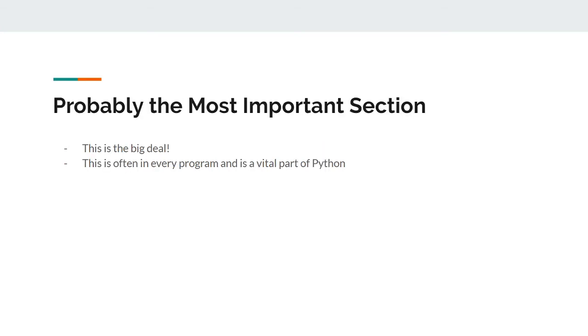This is probably the most important section in Python. This is the big deal. It's often in every program and is a vital part of Python. I cannot explain how important control flow is.